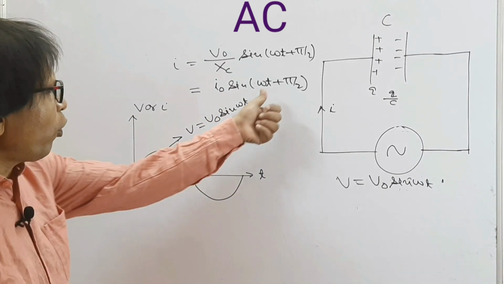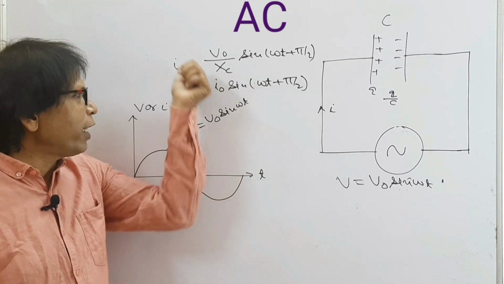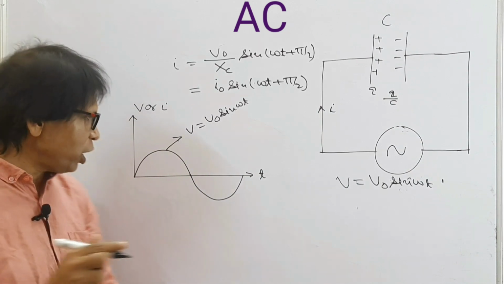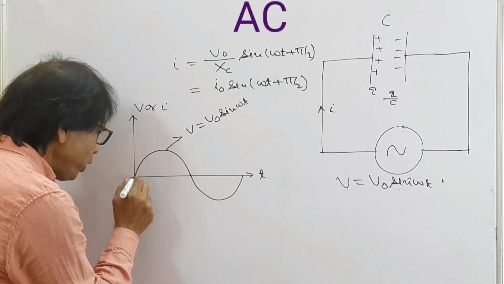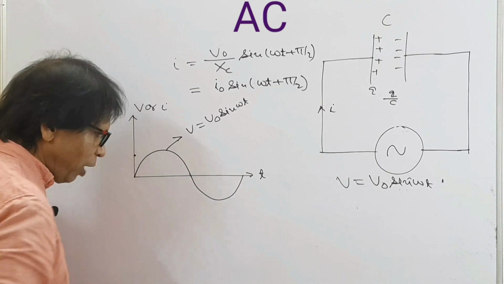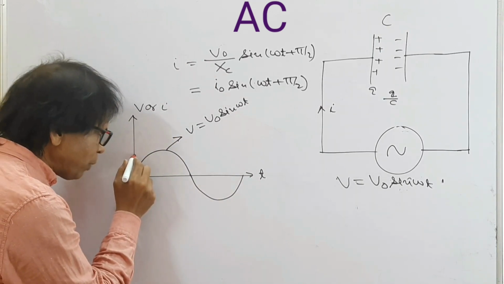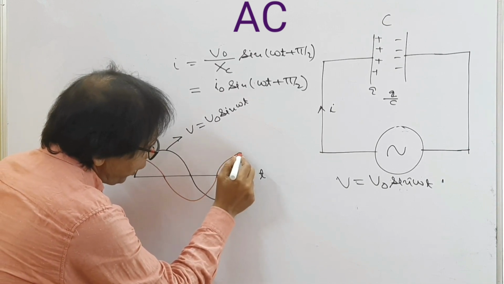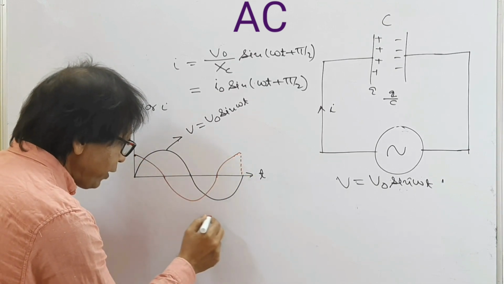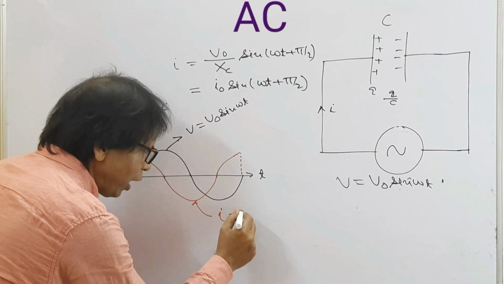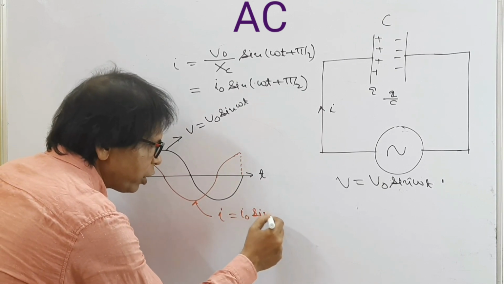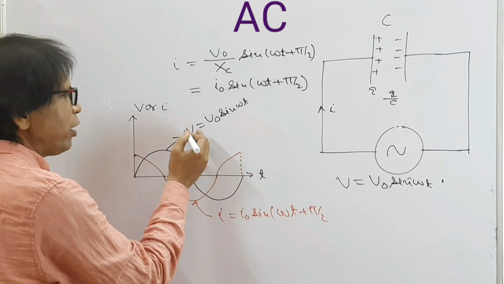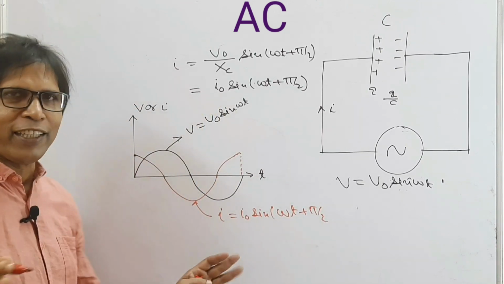Okay. Now look at this, when t equals 0, I equals I naught sine pi by 2. So I naught is positive. So look at this, when voltage is 0, the current is maximum. So it starts from here and then this and then maximum. This represents I equals I naught sine omega t plus pi by 2, and this is V equals V naught sine omega t.